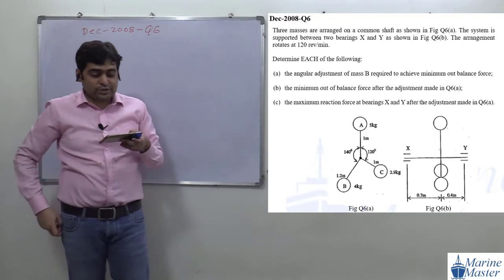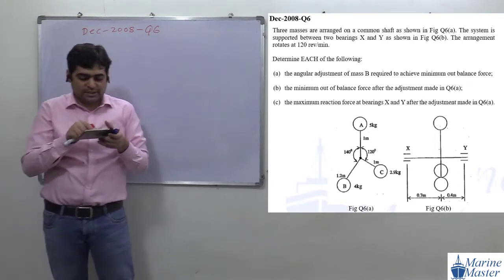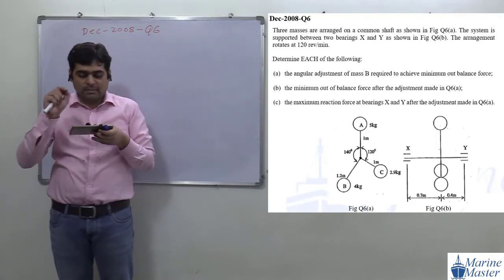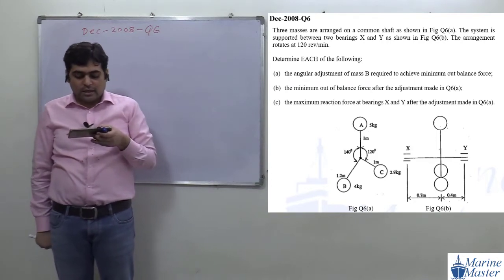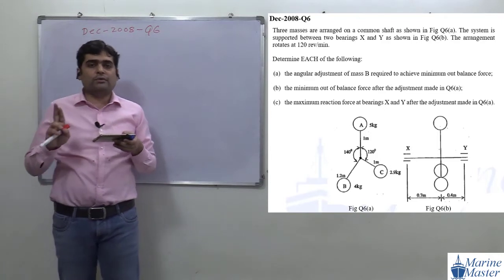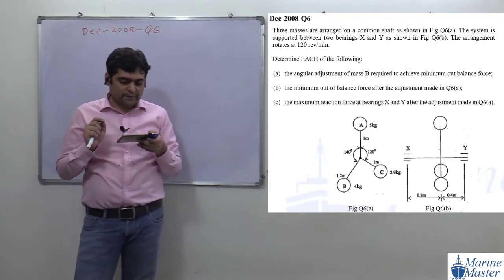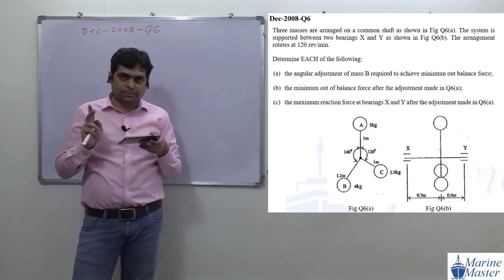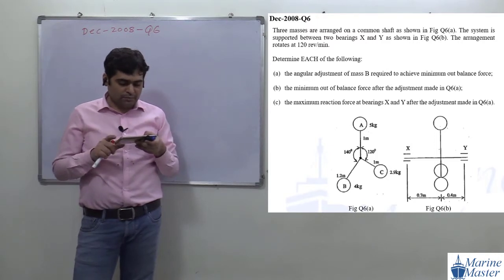Now guys, try to see the scenario here. Three masses are arranged on a common shaft, as shown in the figure. The system is supported between two bearings X and Y. One bearing is capital X, another bearing is capital Y. The arrangement rotates at N equal to 120 revolutions per minute. N is also given.